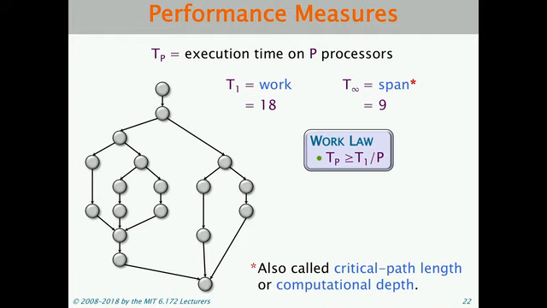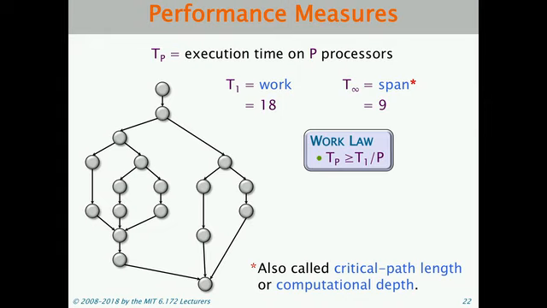So the work law says that T sub p is greater than or equal to T sub 1 divided by p. So this says that the execution time on P processors has to be greater than or equal to the work of the program divided by the number of processors you have. Does anyone see why the work law is true?